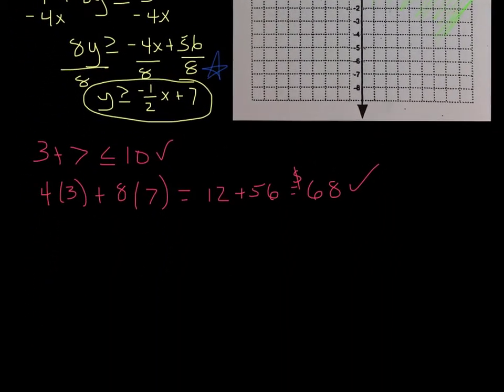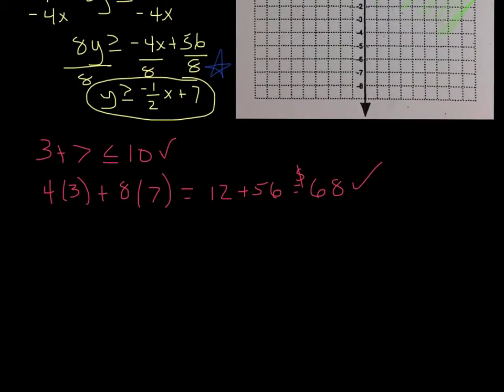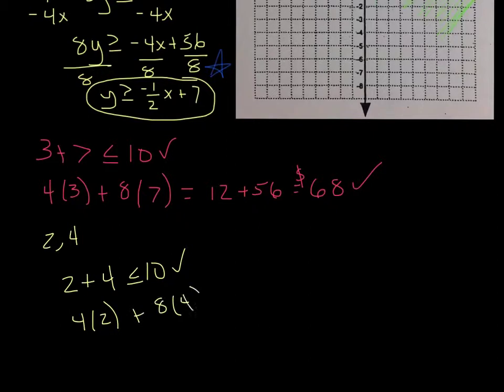And let's see how that works. So back down here for 2, 4, let's check the hours. 2 hours plus 4 hours is certainly less than 10, so it works for that one. But let's check the money as well. 4 times 2 hours plus 8 times 4 hours gives me $8 plus $32. $40 is not enough. So it satisfies one, but not the other. And that's why it's not in the overlap of the shading.